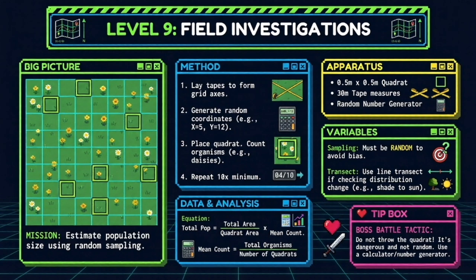Have you ever looked at a massive field of daisies and wondered how on earth scientists figure out how many there are? I mean, they don't count every single one, do they? Well, you're in the right place, because in this explainer, we are going to master quadrant sampling.